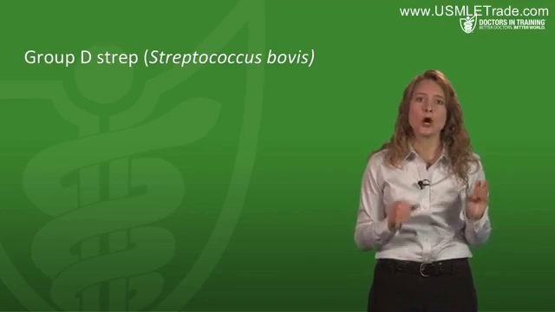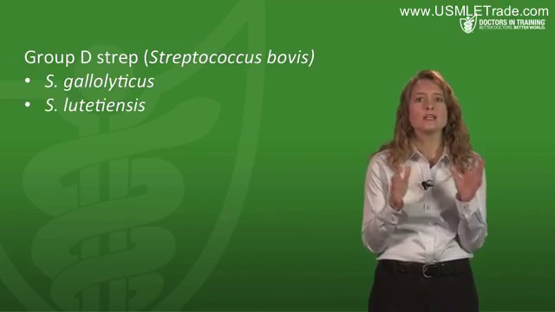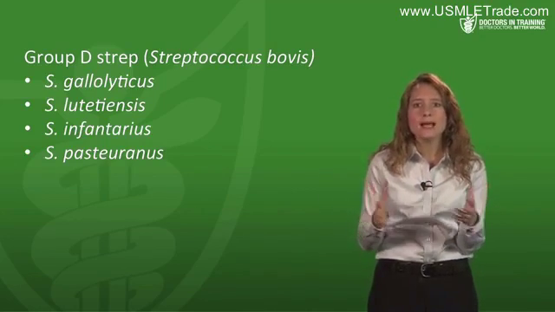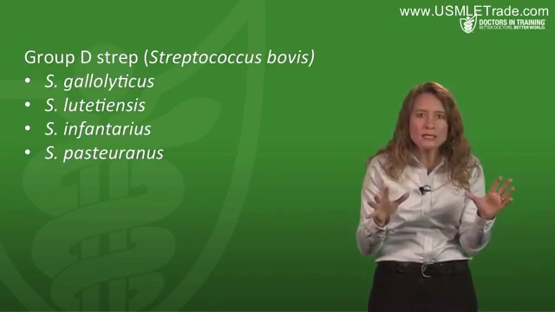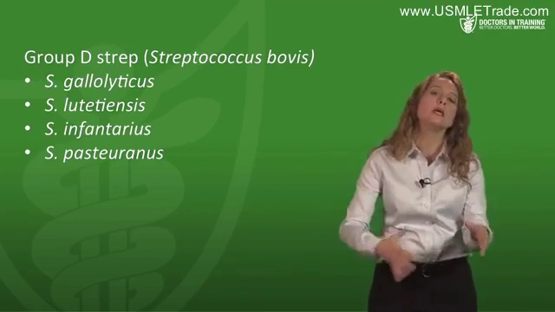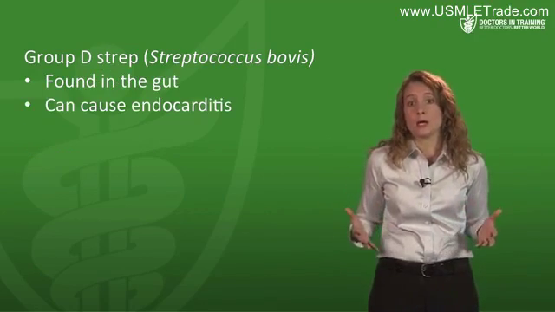Strep bovis used to be considered one species, but it's now been divided into 4 species in the Streptococcus bovis group. These 4 species are Strep gallolyticus, Strep lutetiensis, Strep infantarius, and Strep pasteurianus. I don't think that you need to remember these species, but you'll need to know the significance of Strep bovis as a group. Strep bovis is found in the gut. When it accesses the bloodstream, it can cause endocarditis.